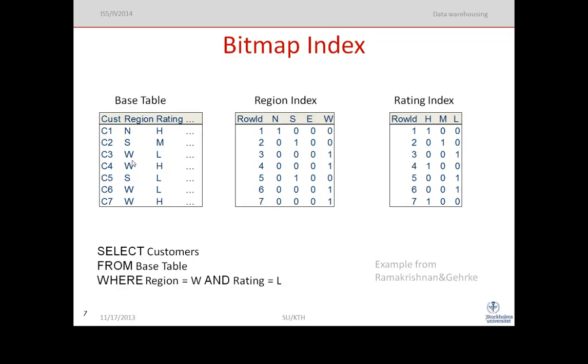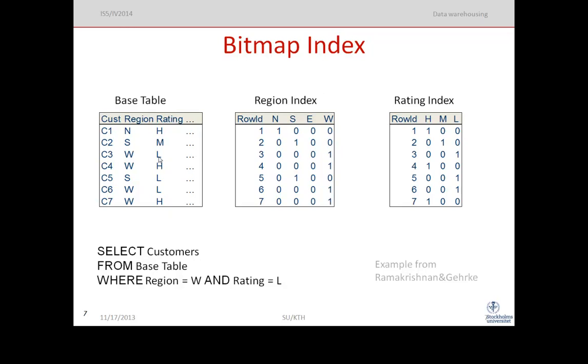And then in the domain rating, we have H, M, and L. H means high rating, M means medium rating, and L means low rating. So columns with few possible values are sometimes called sparse, like region and rating in this example. And we can exploit sparsity to construct a new kind of index that greatly speeds up queries on these columns.